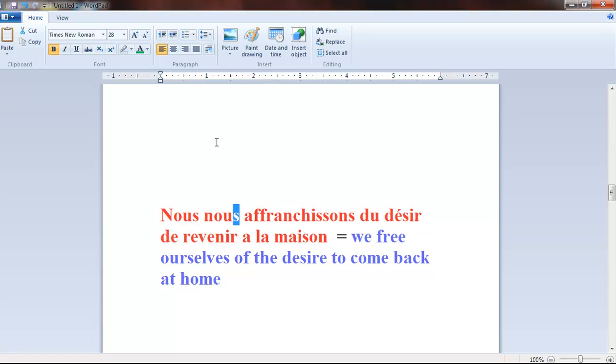Here it's got an S, and here it's a vowel that starts the next word. Let's put it in blue. And that's why you pronounce S here as a Z, because it's followed by the first vowel of the following word in the sentence. So, nous nous affranchissons du désir de revenir à la maison. We free ourselves of the desire to come back at home.